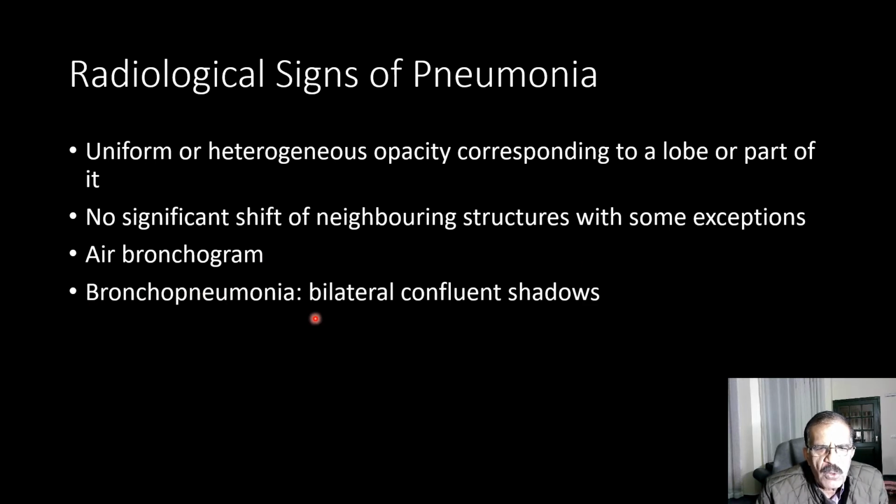Bronchopneumonias, I've shown you some pictures, bilateral confluent shadows. There are multiple fluffy opacities overlapping with each other. So overall this is bilateral confluent shadows. In bronchopneumonia, the patient is likely to be very sick.